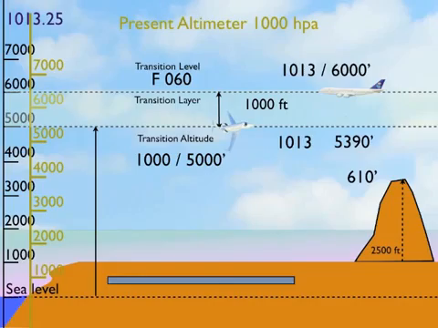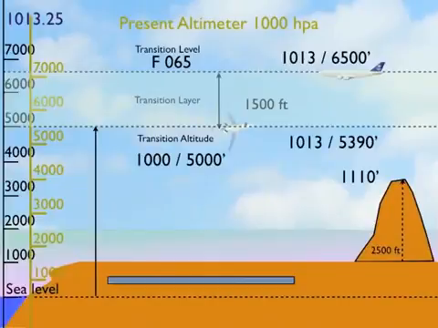This is explaining the maths portion of it. Here, the transition layer is 1500 feet, but notice that the separation between aircraft is adequate at 1110 feet.